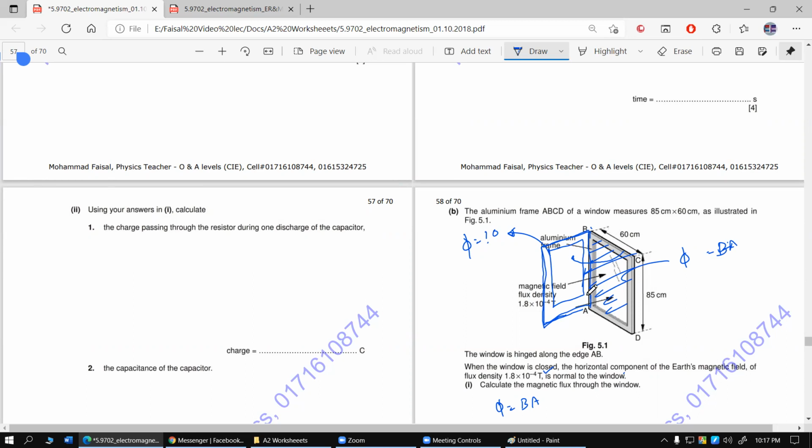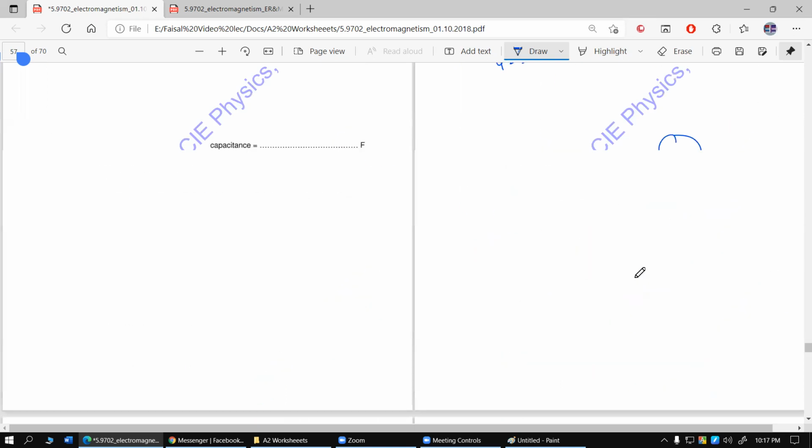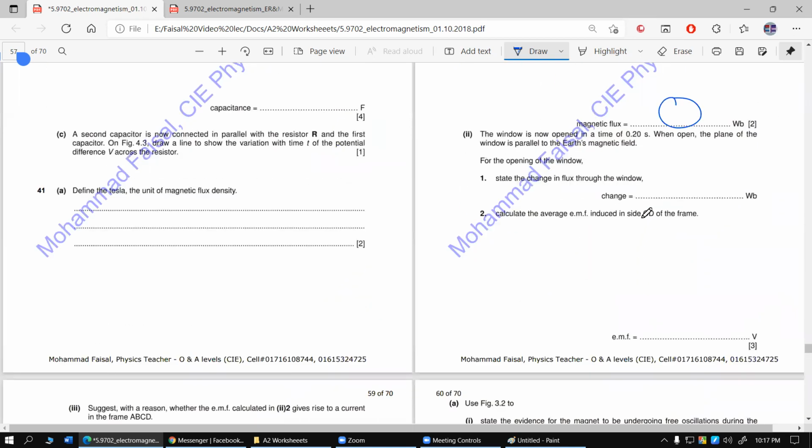The AB part practically will not experience any EMF whatsoever because this is the part that is hinged. So we can assume that this side doesn't affect the EMF generation at all. So practically the CD length is where the EMF is produced. That's why they specified the side CD.